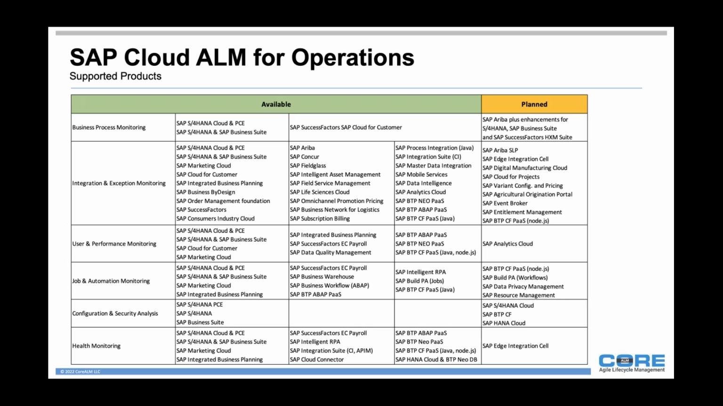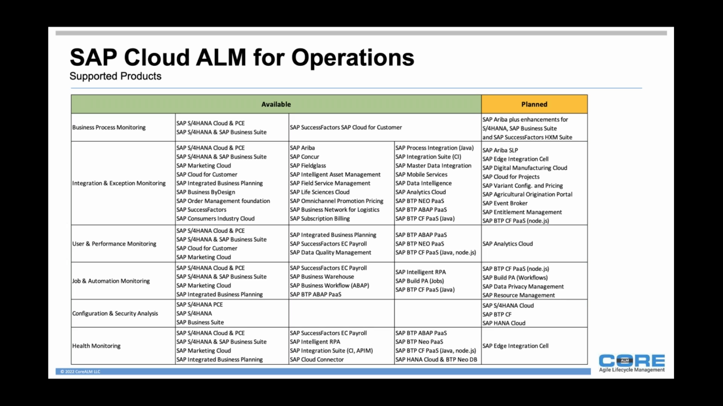So you have pretty much your S/4 cloud on public and private clouds. Then you have on-prem S/4HANA and your Business Suite solutions. Marketing Cloud, Cloud for Customers, that's your C4C, IBP, Business ByDesign, OMF, SuccessFactors, Consumer Industries, Ariba, Concur, Fieldglass, IAM, then Field Service Management if you're running your vendor management, then Life Science Cloud, etc.